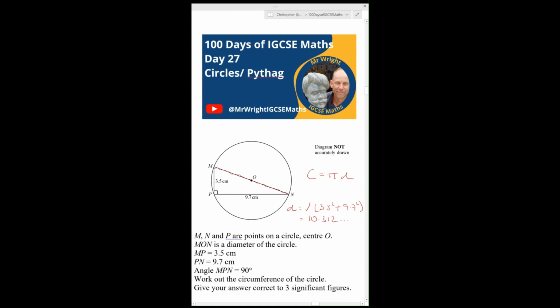Keep the whole number on your calculator because the circumference is going to be pi times that whole number, which gives me 32.4 centimeters to 3 significant figures.